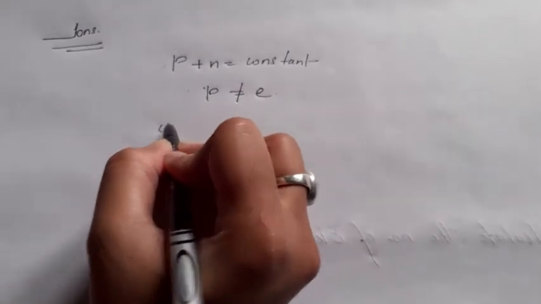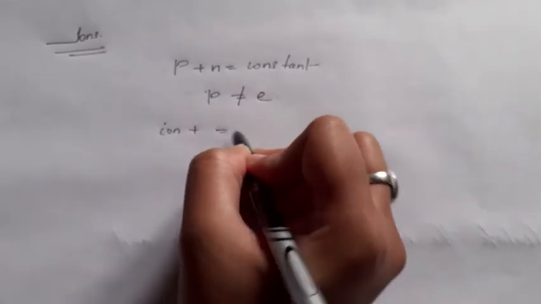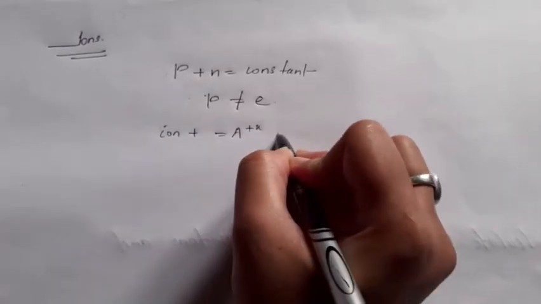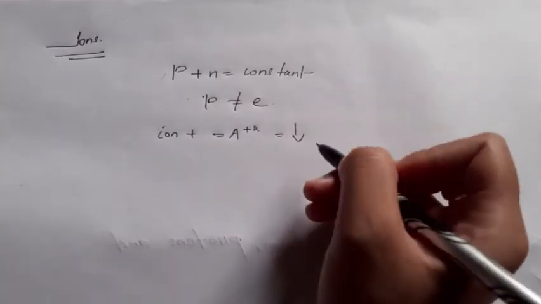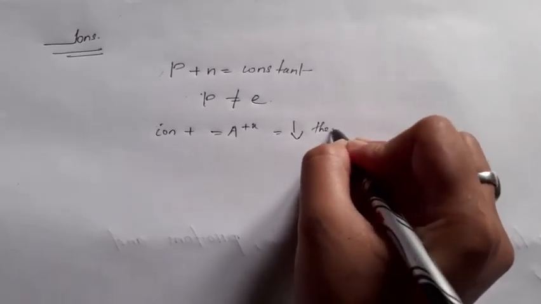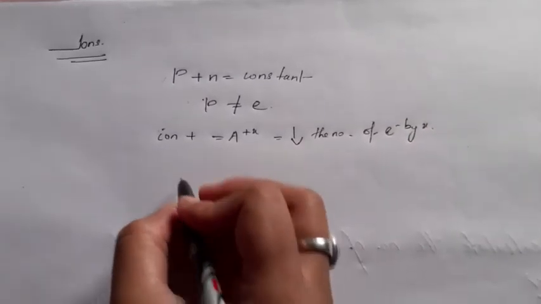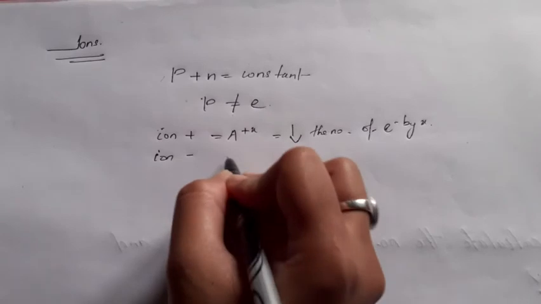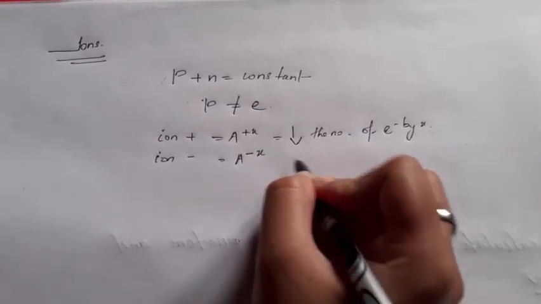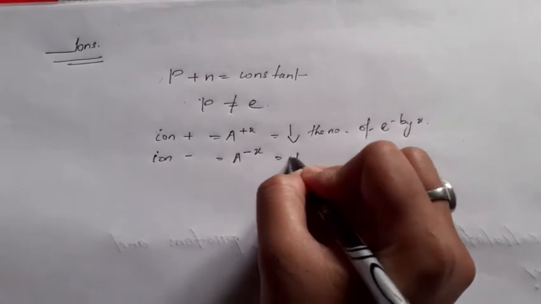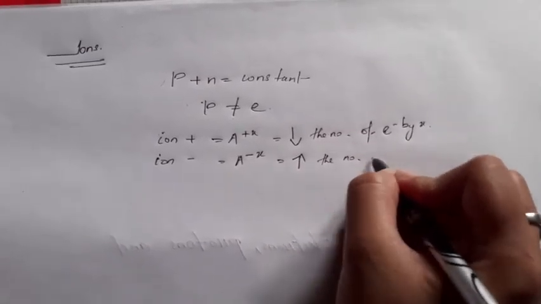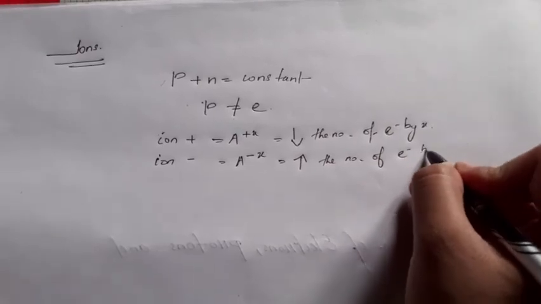Now we know that there are two types of ions, that is positive ion and negative ion, that is positively charged or negatively charged. In case of a positively charged ion, we will represent it as plus X, and we will simply decrease the number of electrons by X. In case of a negatively charged ion, we will represent it as minus X, and in this case we will simply increase the number of electrons by X.